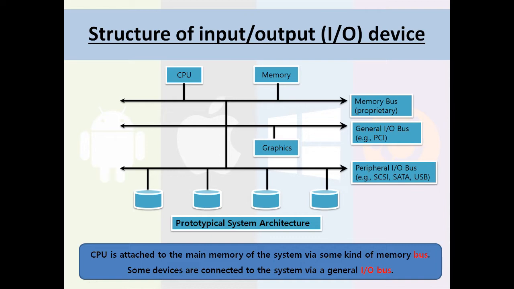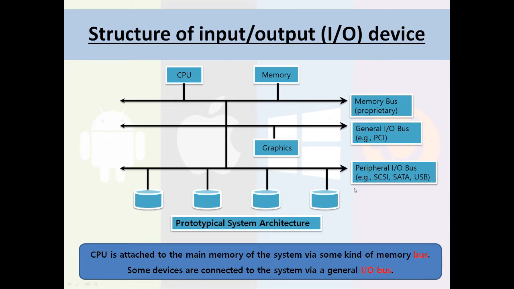And some devices are connected to the system via a general I/O bus. These are our other hardware devices, such as our graphics card, or our PCIe and PCI cards or slots. And some other high-end performance input-output devices might be found on this general I/O bus. Finally, even lower down on this structure, we have our peripheral I/O bus, or simply the peripheral bus.